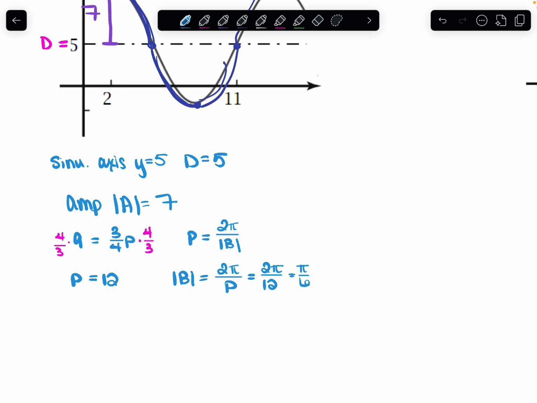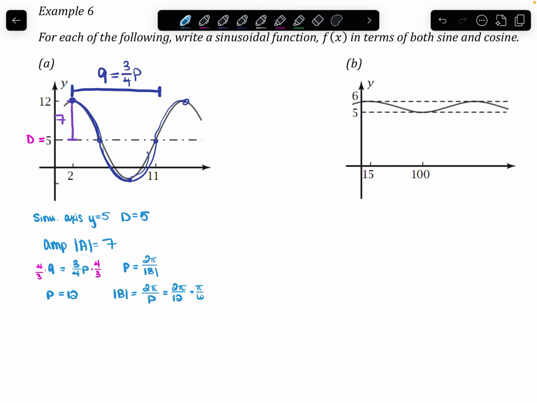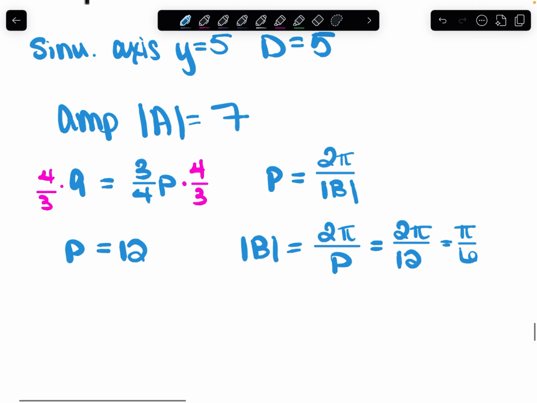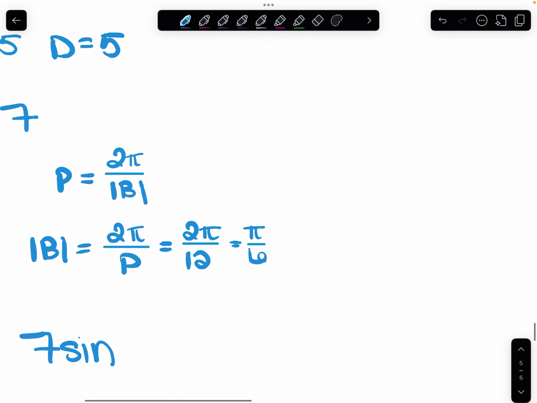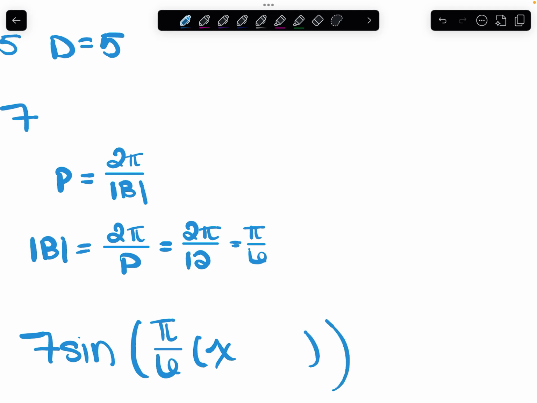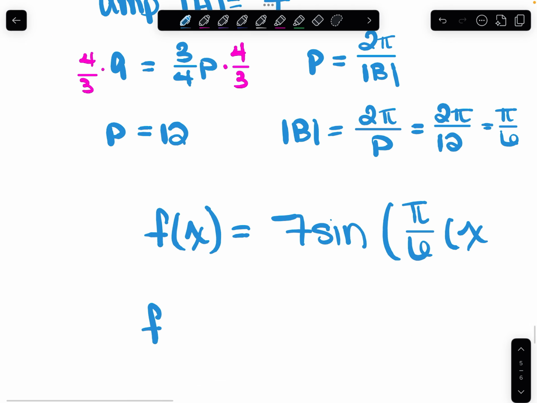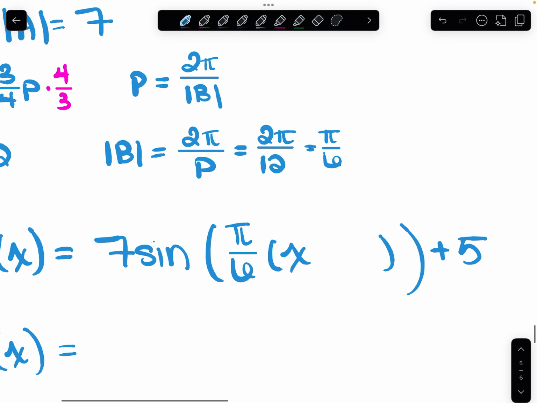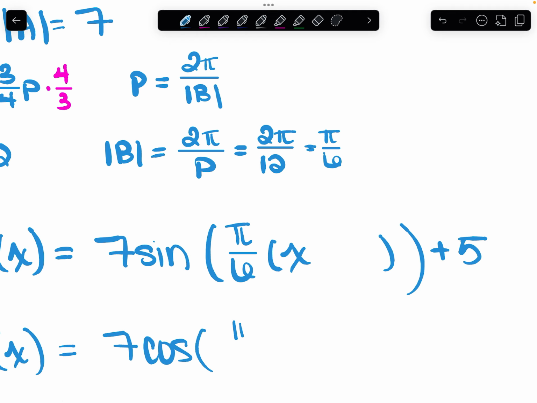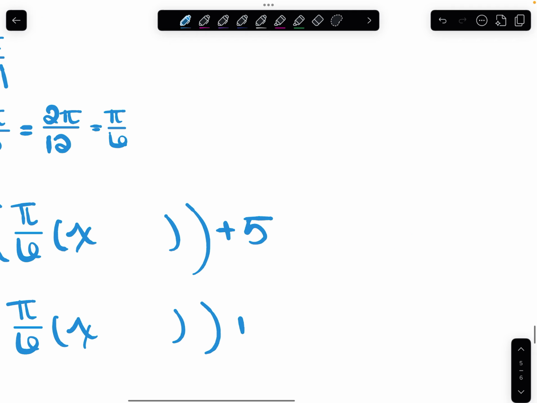So I'm going to write equations for sine and cosine, and we'll go from there. So f of x equals 7 sine of pi over 6 times x, and I'm going to leave space for c because I don't know what it is, plus 5. And then for cosine, 7 cosine pi over 6 x, space, plus 5.